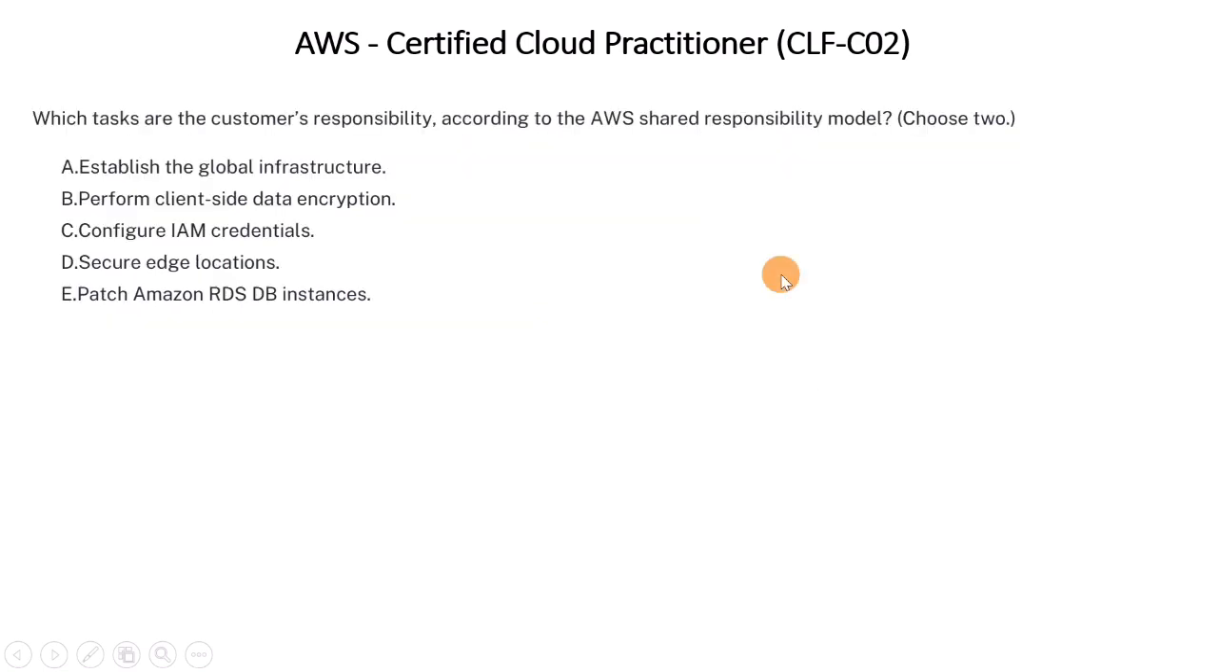Let's move on to the next one. Which tasks are the customer's responsibility according to the AWS shared responsibility model? Choose two options. Option A, establish the global infrastructure. Option B, perform client-side data encryption. Option C, configure IAM credentials. Option D, secure edge locations. Option E, patch Amazon RDS DB instances.